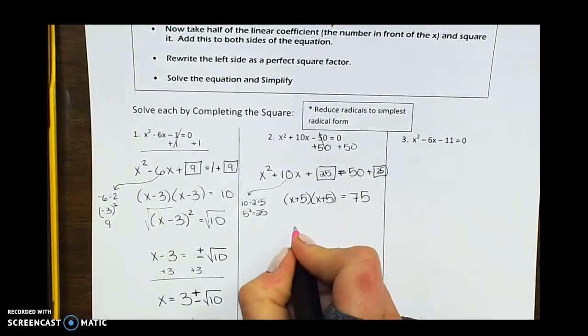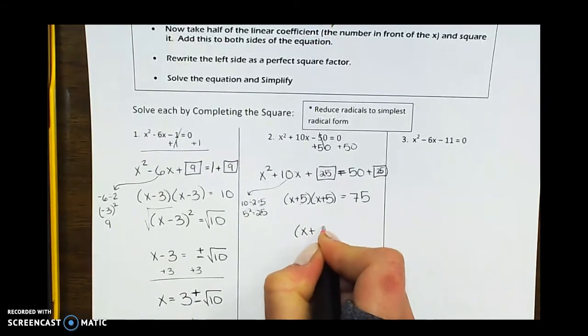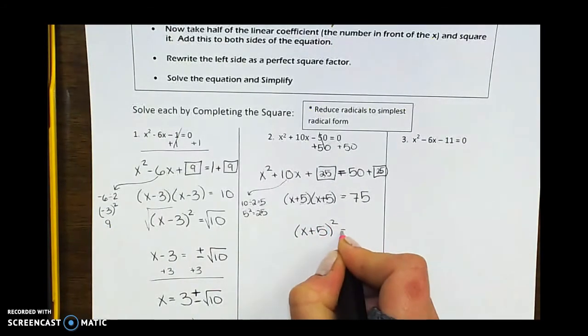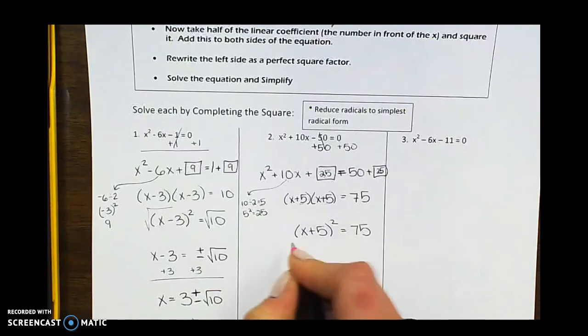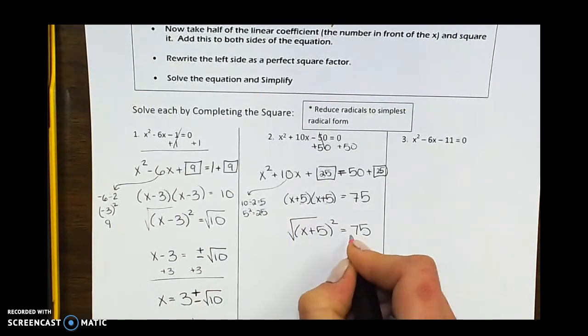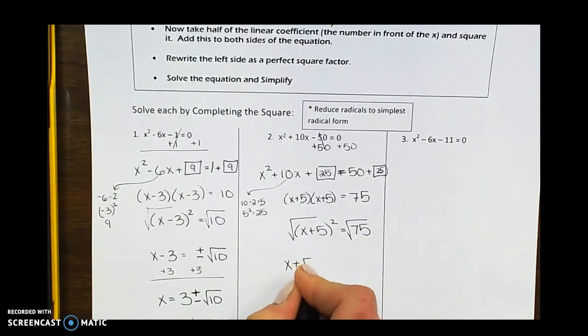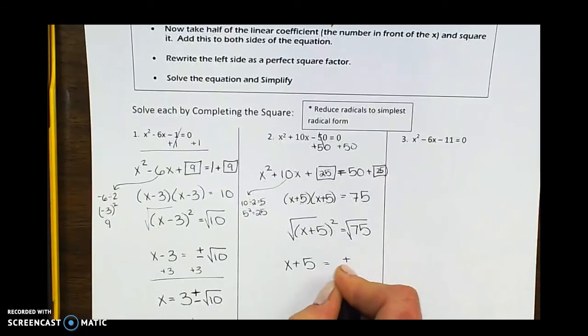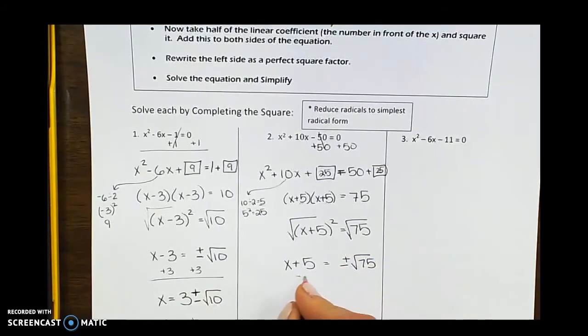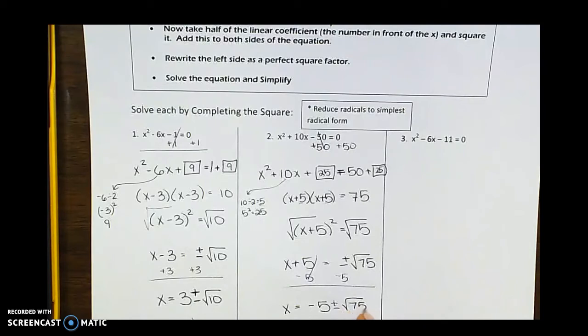So instead of writing this twice, I'm going to write it once. X plus 5 squared equals 75. Now we take the square root of both sides. So x plus 5 equals positive or negative radical 75. And then we can subtract 5 to the other side. So x is equal to negative 5 plus or minus radical 75.